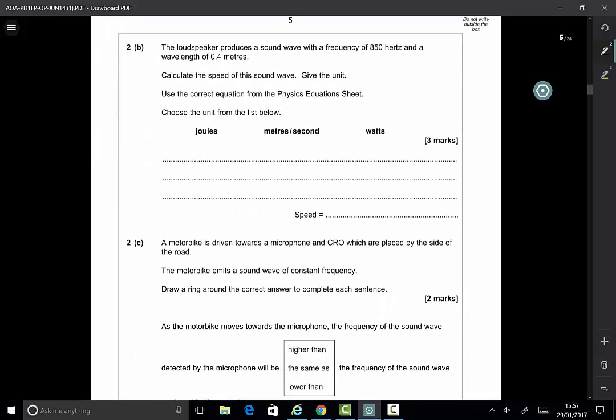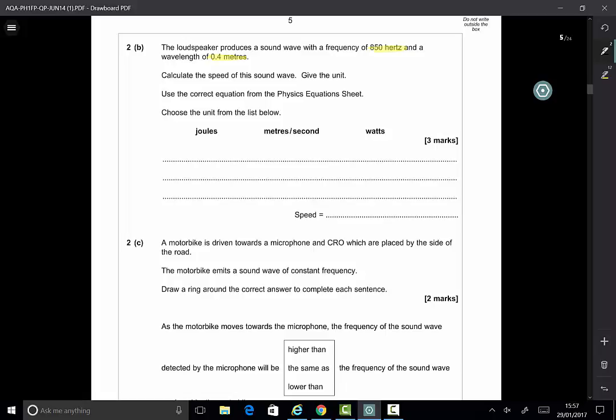Another calculation question in 2B. The loudspeaker produces a sound wave with a frequency of 850 Hz and a wavelength of 0.4 meters. When we're looking at the units here, we can see that it's Hertz and meters, so we don't need to convert anything. If it had been kilohertz or millimeters, we'd need to convert it into the normal unit, but we don't need to do that. So we're asked to calculate the speed of the sound wave and give the unit. Use the correct equation from the equation sheet and choose the unit from the list below.